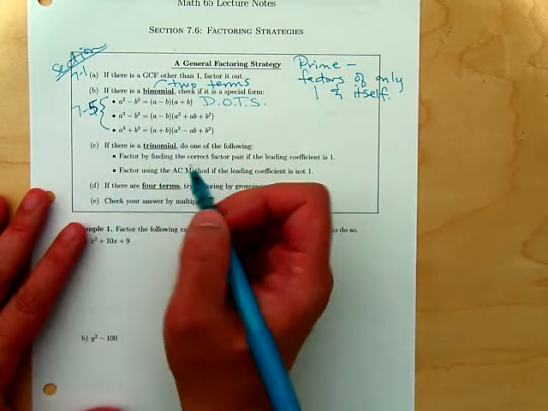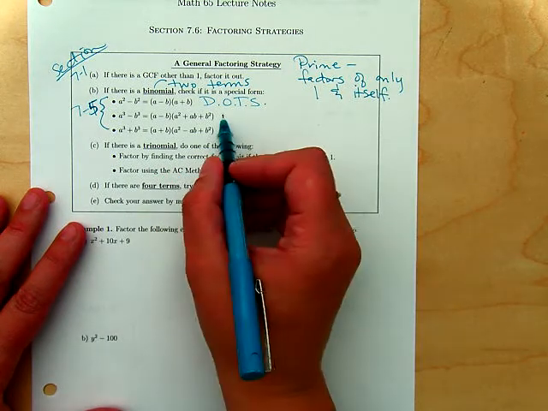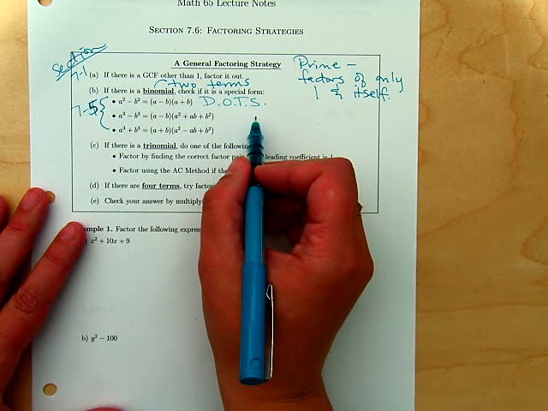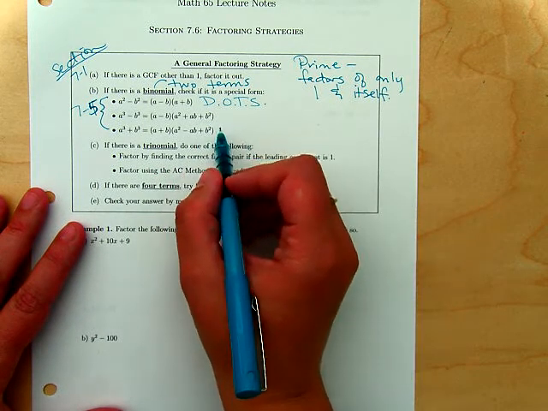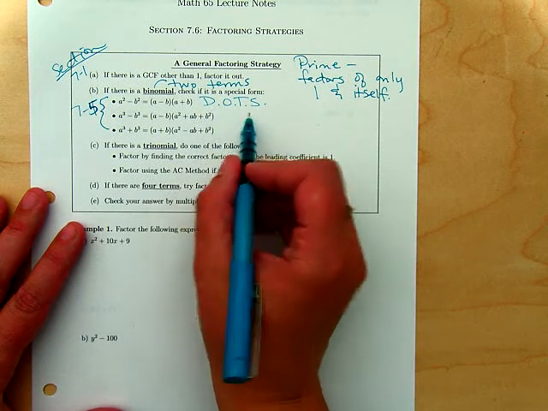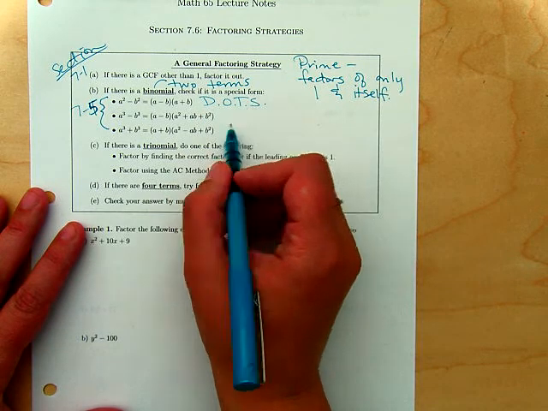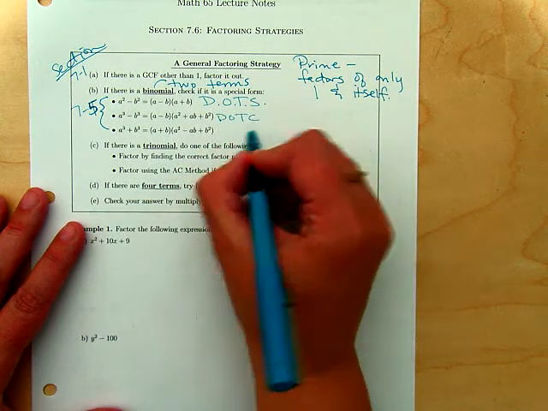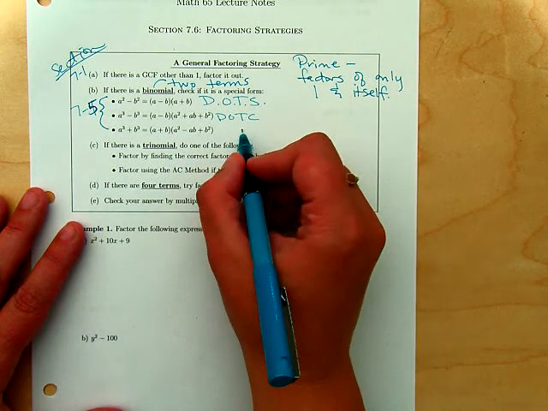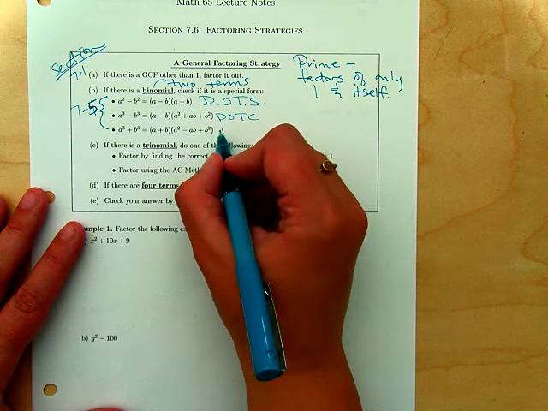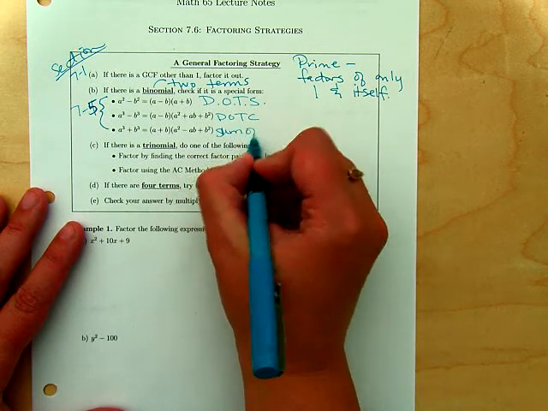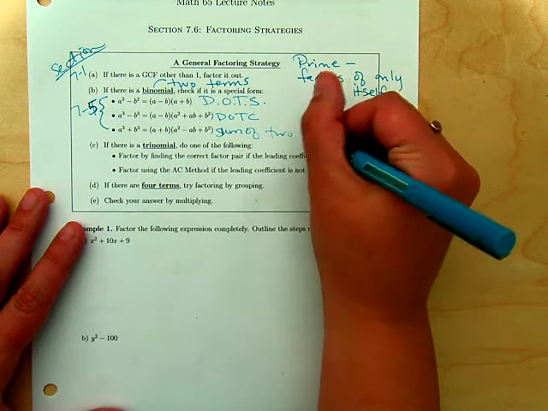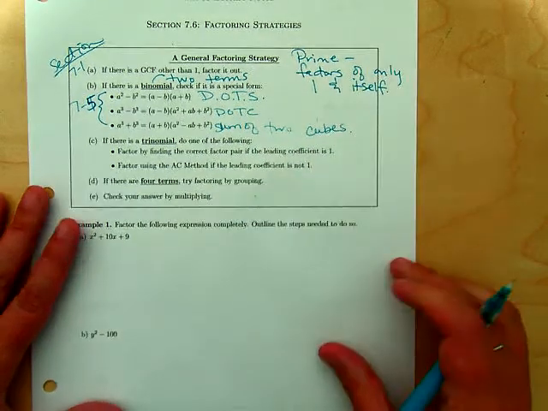I don't really give them a special name, but I guess you could call them cubes. It's still difference. This is the square. So this would be difference of 2 cubes. Don't get that confused with DOTS. Or sum of 2 cubes. And they just follow that formula.